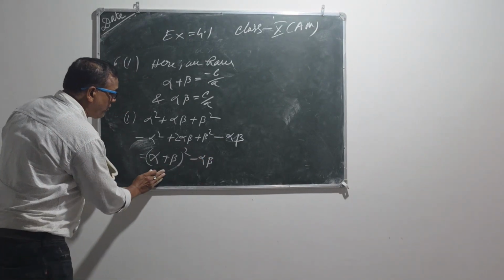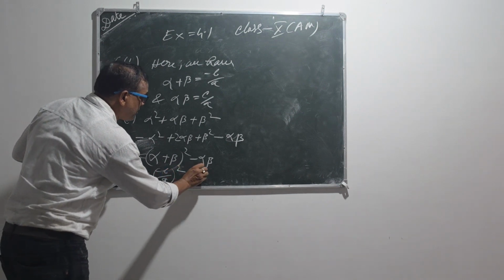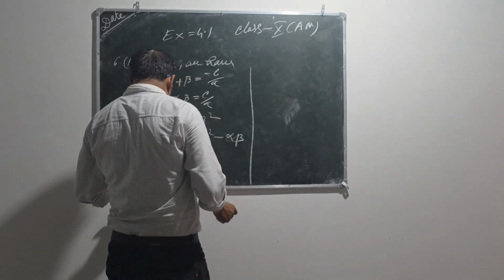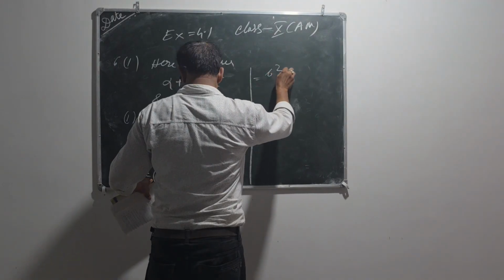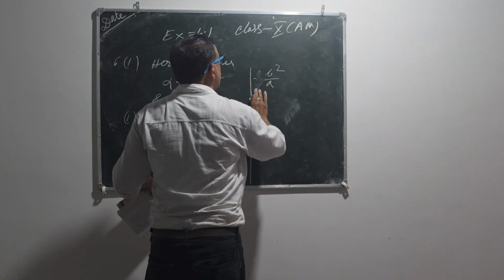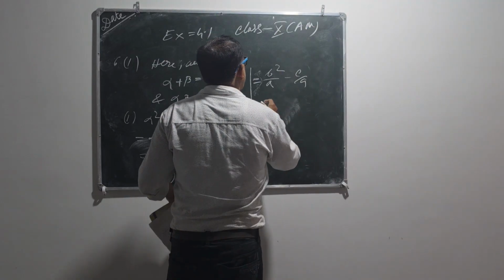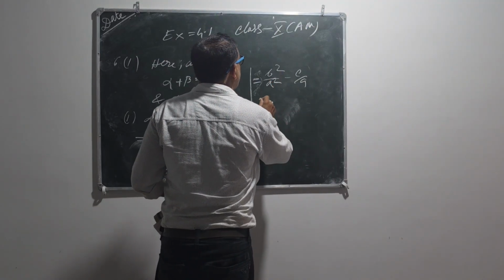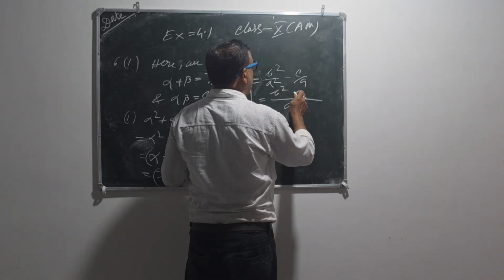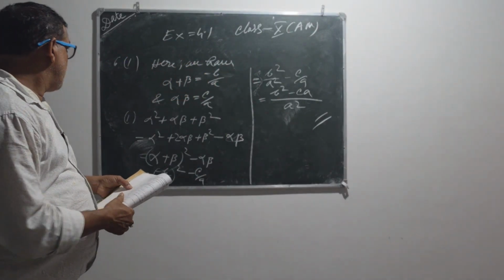Then the value of alpha plus beta is minus b by a whole square, and alpha beta is c by a only. For further simplification, we can write b square divided by a square minus c by a. We can take the LCM, a square will be the LCM. Then it will be b square minus ca divided by a square. So that is the answer of number 6 1.